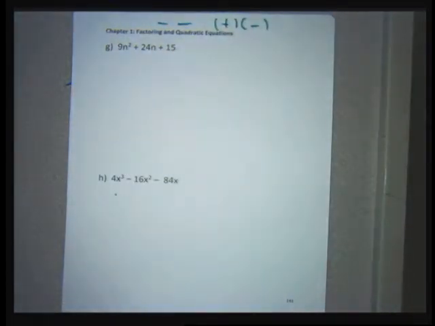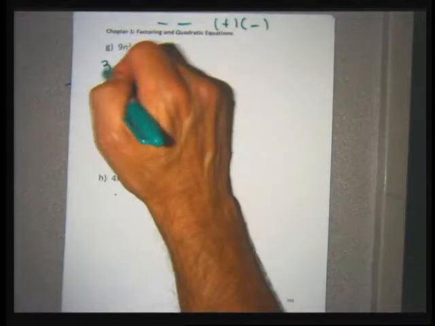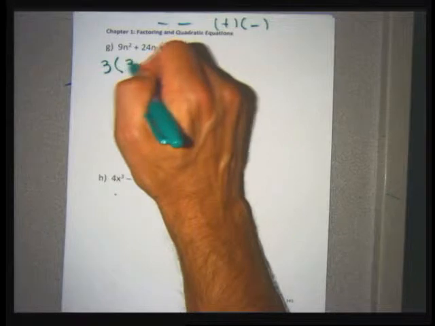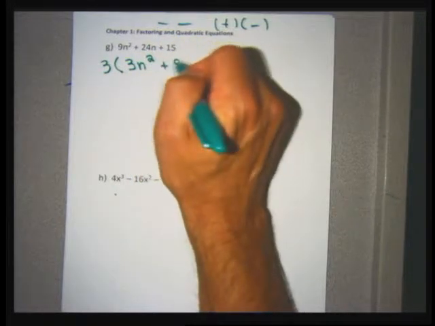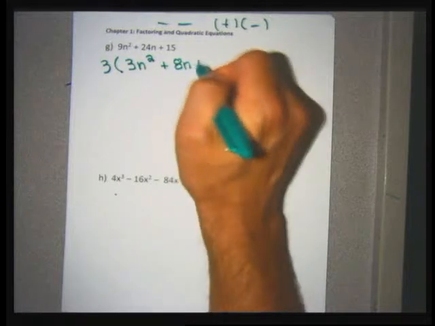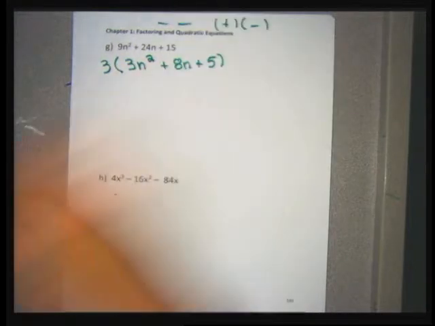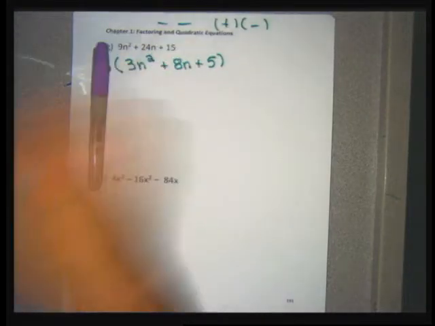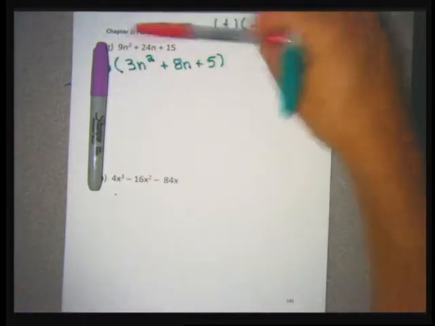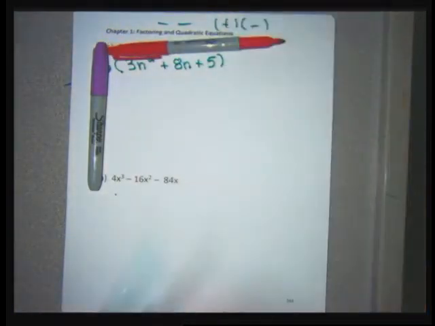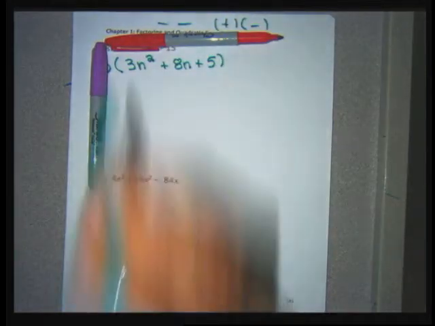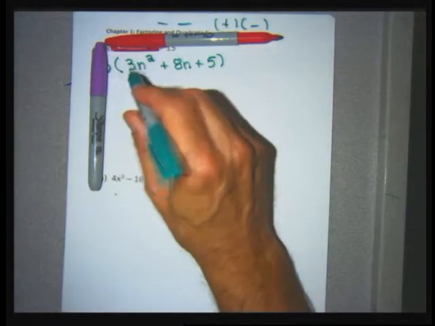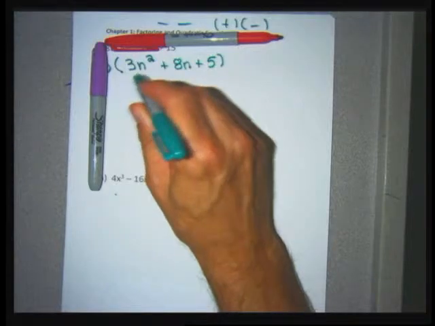For part G of number 1, I'm going to factor out a 3. When I factor out a 3, I divide all the numbers by 3. I'm left with 3n squared plus 8n plus 5. And now I'm going to ignore that 3. I'm going to ignore the original problem, and I'm going to attack the inside of the parentheses. Because there's 3 terms and there's a number in front of the first term, I need to do bottoms up. So I'm going to bottoms up this.